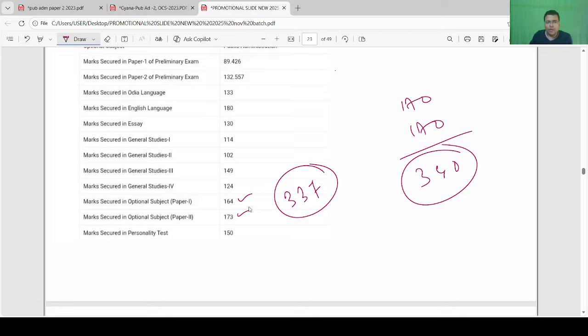Listen, optional selected. Look at the other marks: GS 130, 114, 12, 149. But in optional, the highest mark is 164, 173. Better than the interview. So this is the role optional plays in your selection.